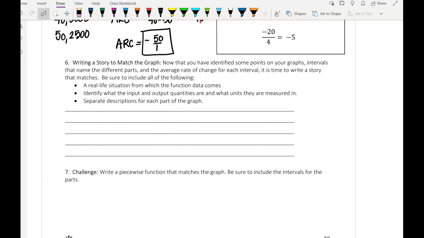And if you finish the story, there's a challenge that says write a piecewise function that matches the graph. Be sure to include the intervals for the parts. All right, that's a challenge part to it. So I'm going to give you time now in your groups to write your story that matches your graph.